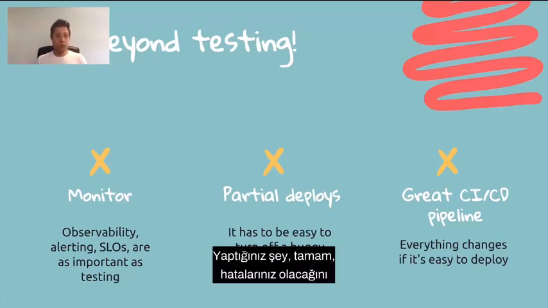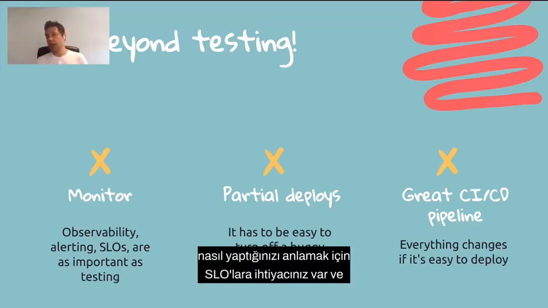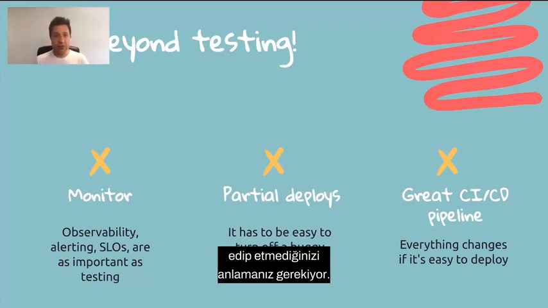So what you do is, okay, you assume you're going to have bugs, but you want to be the first one to know you have bugs, right? So you need proper observability. You need alerting, so people get notified when something happens. You need SLOs to understand how you're doing, and if you're breaching any of your contracts, for example.